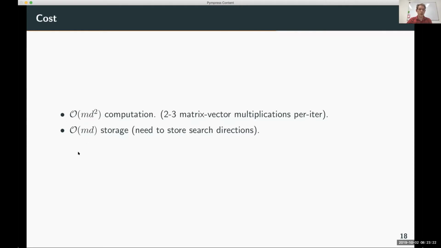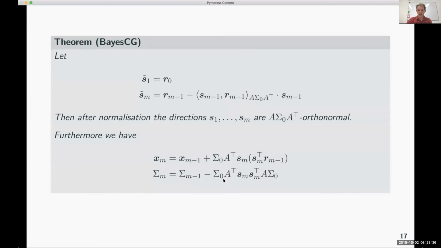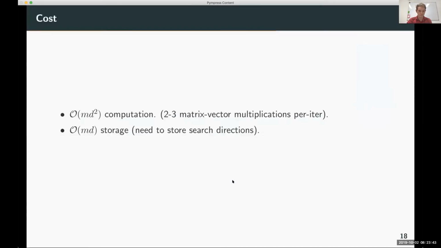And in terms of the storage cost, whereas CG is only order D in storage because it only needs to store vectors, now we have a storage cost that's order MD, where M, of course, is the number of iterations performed. And this is due to the need from the previous slide to store these search directions, these sigma naught A transpose Sm, over the course of the algorithm to compute the posterior covariance. So the cost is slightly higher, particularly the storage cost could be quite a lot higher, but it comes with uncertainty quantification. And perhaps that's sufficient justification for accepting this slightly higher cost.